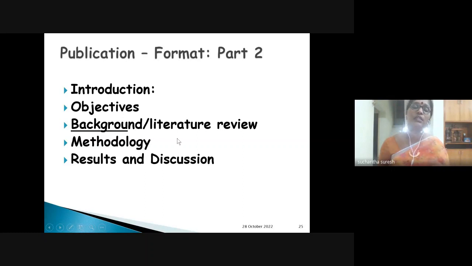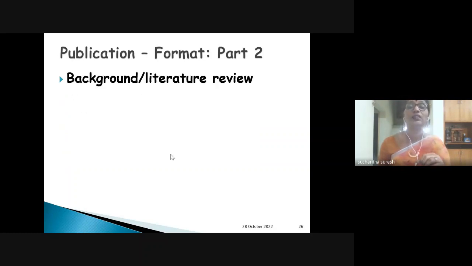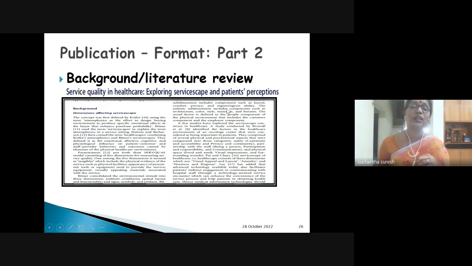Next is background of the study, background and literature review. You may ask why background and literature is important. Here your study, or your article, will be uplifted with knowledge if you give a proper background, in the sense of a literature review. So we have given the background in this example. This is purely the literature review. You see brackets and numbers everywhere.